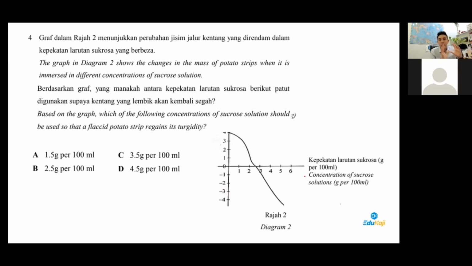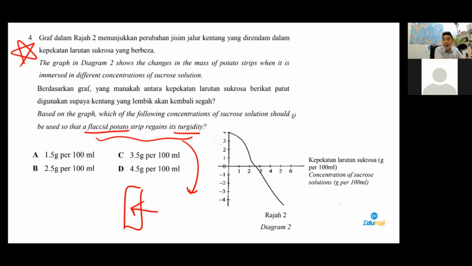Okay, number 4 is a very good question, guys. Please draw 1 star. They are asking you which one would cause a flaccid potato strip to gain turgidity. Guys, this sentence tells you that we want water to enter so that it becomes turgid. We have to put it in a hypotonic solution, guys, because water can only enter if outside is hypo, inside is hyper.